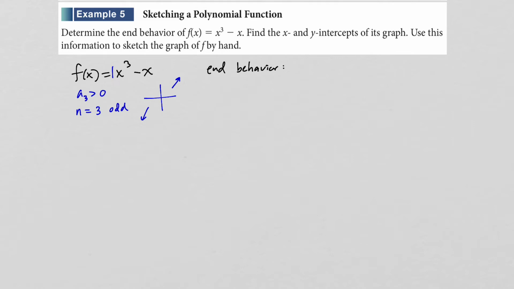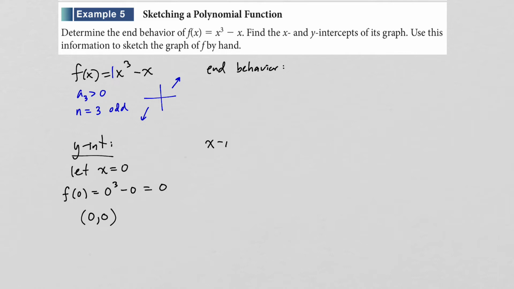Next, let's go ahead and find the y-intercept. Now, if you've forgotten, to find the y-intercept, you simply let x be equal to 0. So when I plug 0 in for x, we get 0 cubed minus 0, which is 0. So the y-intercept is (0, 0).